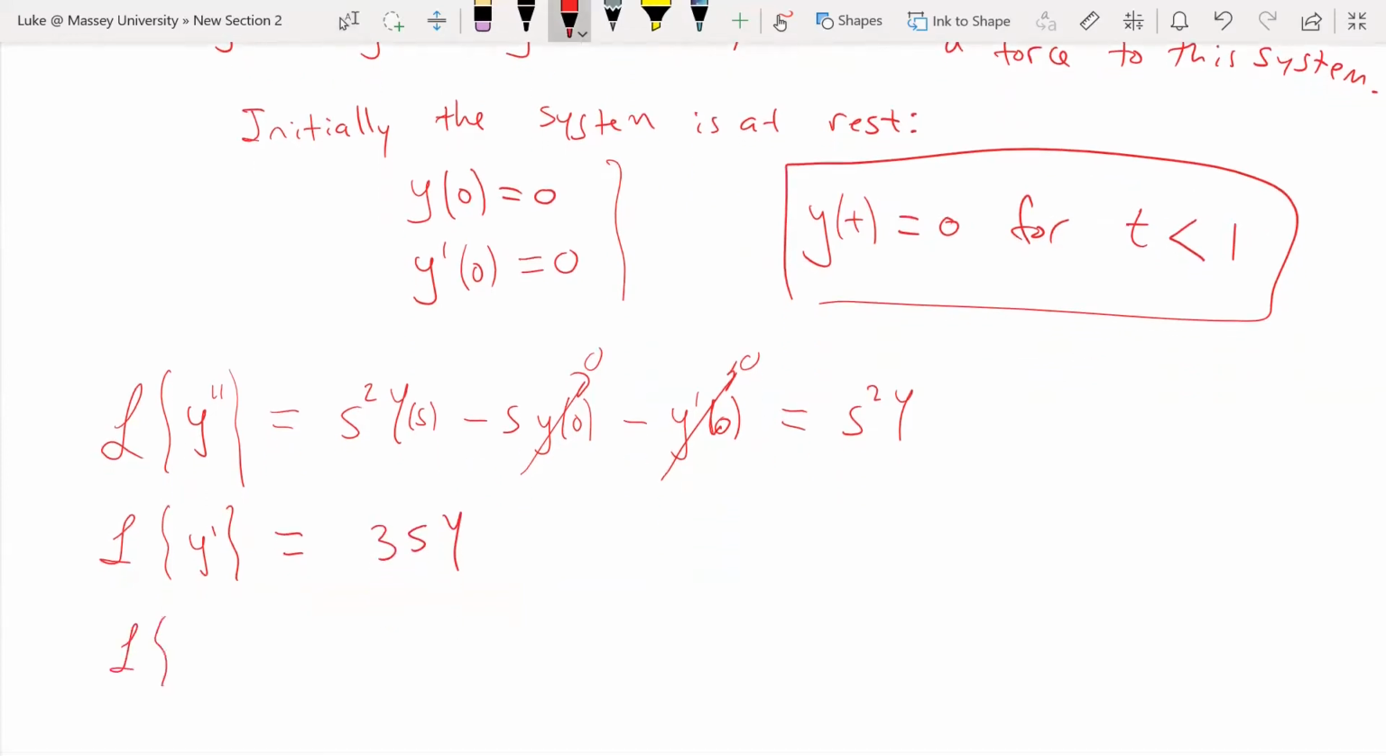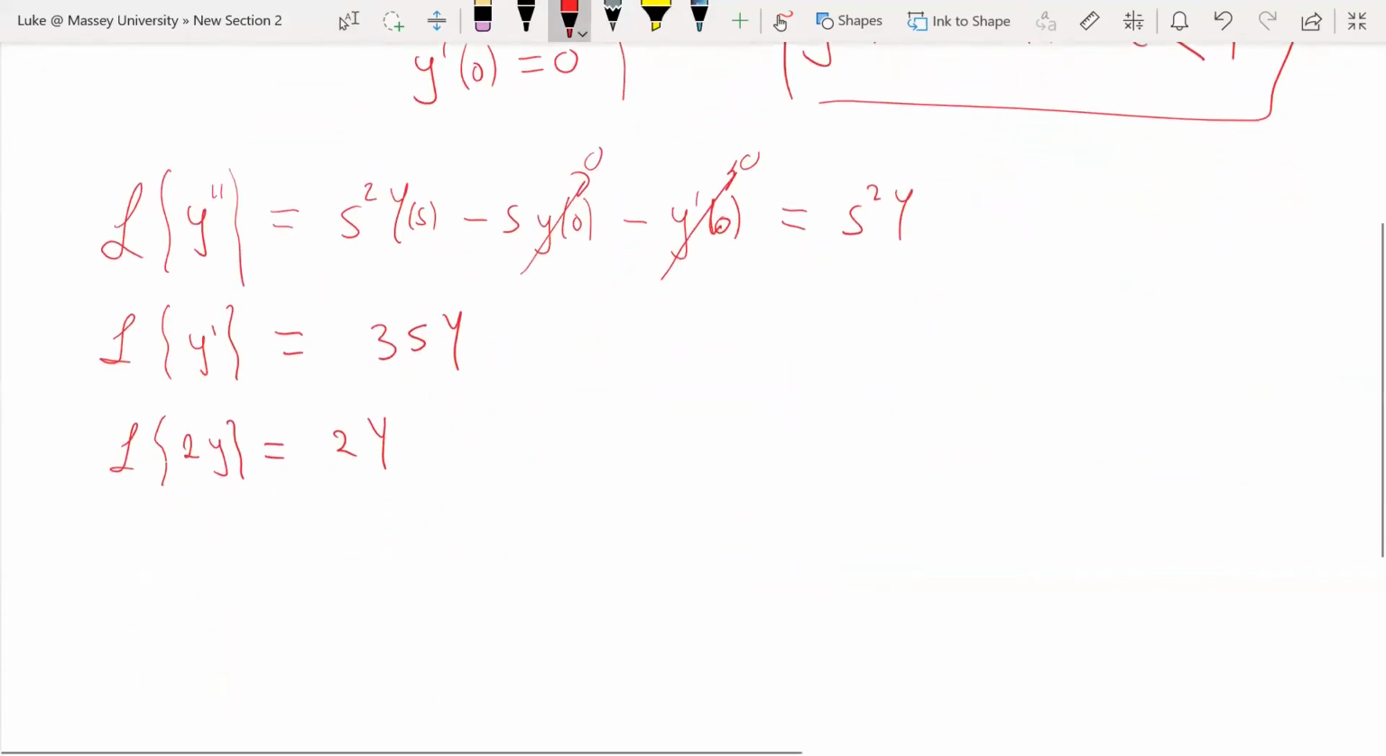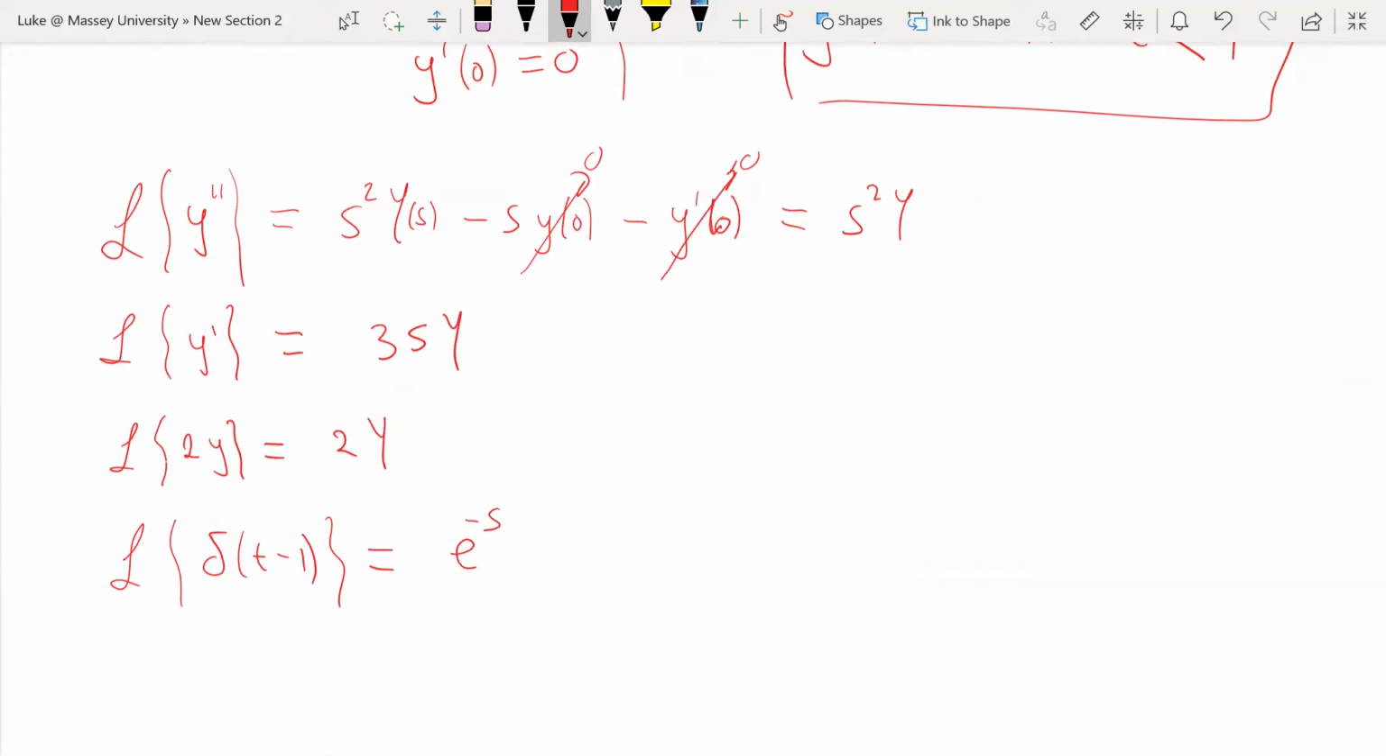The Laplace transform of 2y is just 2 times Y of s. And then finally, the right hand side, the Laplace transform of this Dirac delta function, the Laplace transform of Dirac delta of t minus 1, is just going to be equal to e to the minus s, because t naught is equal to 1, so we just get e to the minus s times t naught, or e to the minus s.